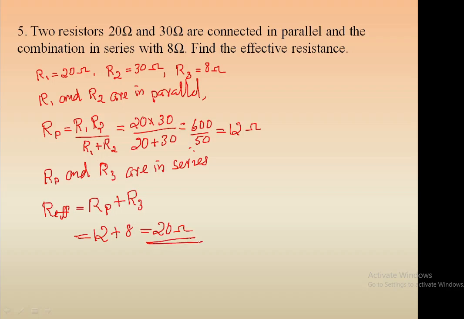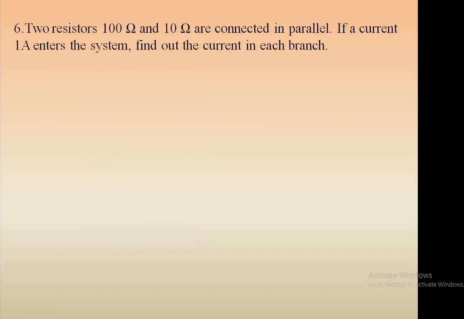Okay, now move to the next one. Here two resistors, 100 ohm and 10 ohm, are connected in parallel. If a current of 1 ampere enters the system, find out the current in each branch. So let us draw a figure, the circuit diagram. Here we have the two resistors.